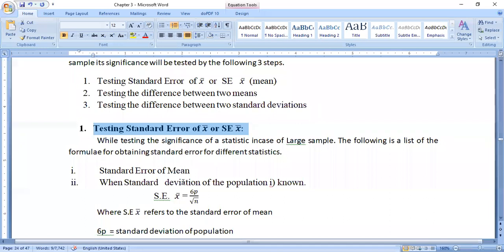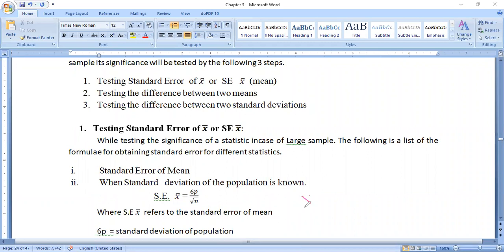While testing the significance of a statistic in case of a large sample, the following is a list of formulas for obtaining standard error for different statistics. Number 1, standard error of mean. When the standard deviation of the population is known, then this formula is going to apply. That is, standard error x bar is equal to standard deviation p divided by under root n.